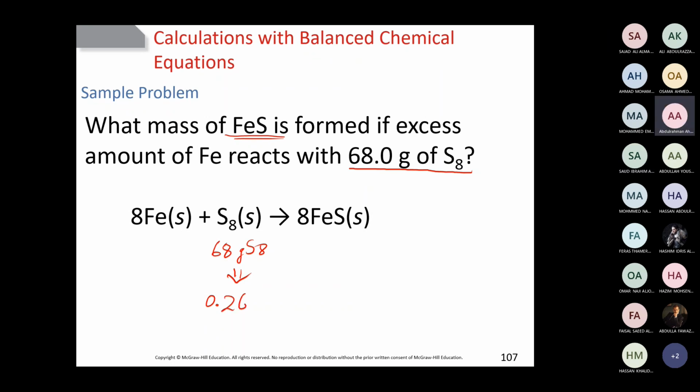0.2656. I have 0.2651. Yes. Mole. Good. How can I change this to mole of FeS? What's the answer? Multiply by 8. Exactly. What's the answer?